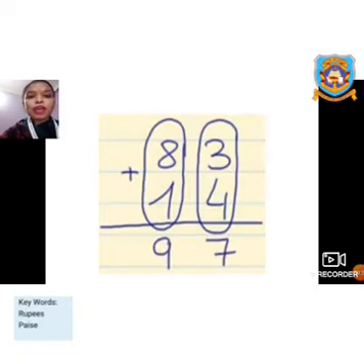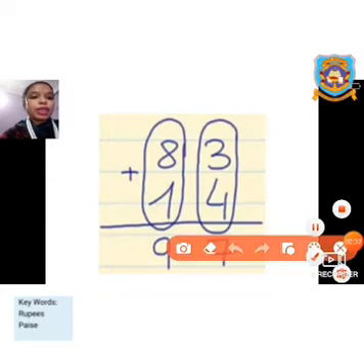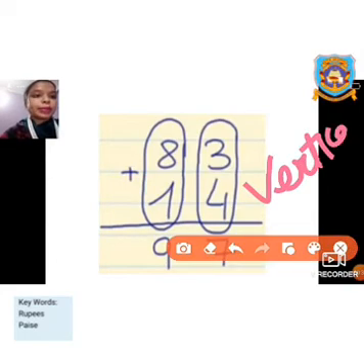Now, if you add or subtract numbers, the method we use mostly is known as the vertical or column method. What is this known as? Vertical or column method. Okay, that means the numbers are placed one below the other.